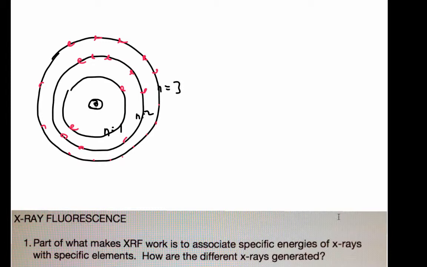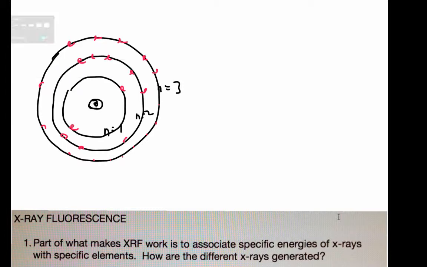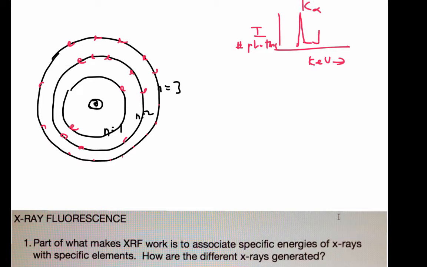So what produces the K alpha X-ray? This is keV, the energy, and this is intensity. And by the way, intensity means the number of photons with that particular energy. We're going to call this K alpha, and there's going to be a K beta.